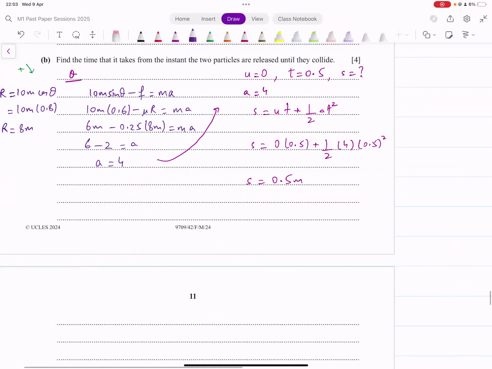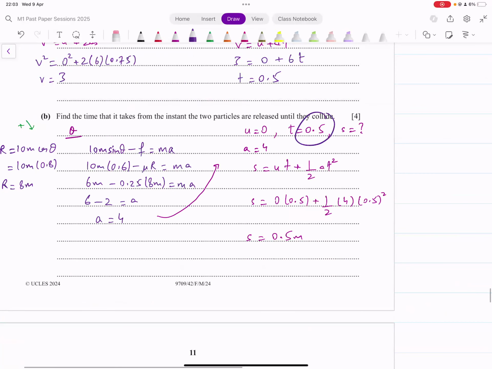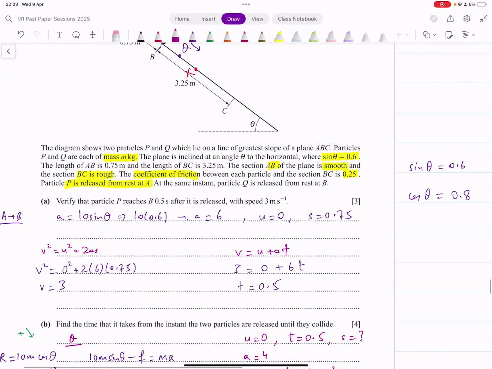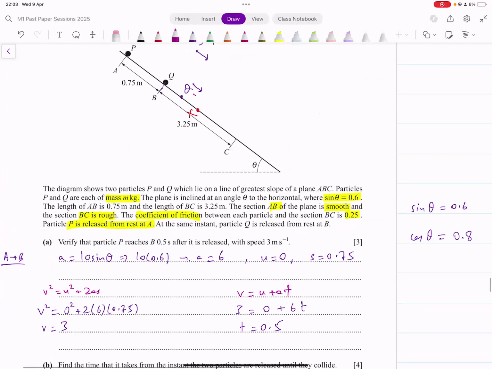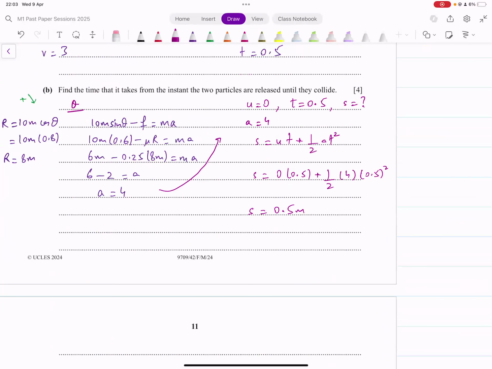So we'd also need to find the velocity at this point. After 0.5 seconds, what's the velocity of Q? We have to find that because we will need it for the next part of the journey until they collide with each other. So what's the final velocity for Q after these 0.5 seconds? We can use V equals U plus AT for that. And that will give us the final velocity.